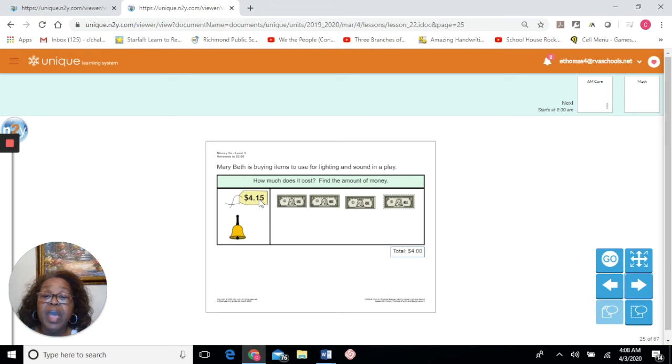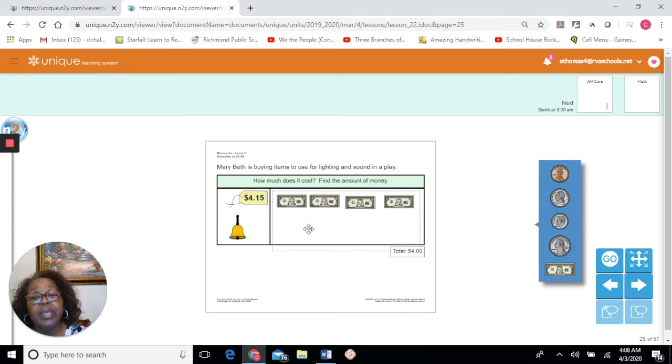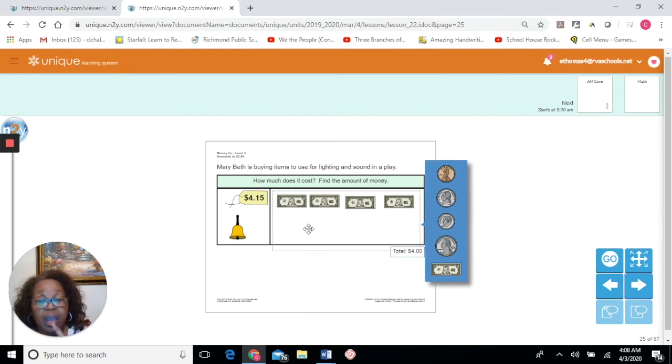We can say we have 15. We have 1 dime in the tens place and 5 ones in the ones place. My language has changed a little, but this is an easier way to look at the value of our money. 1 dime in the tens place, and 5 ones in the ones place. Let's see if we can create that value. This time we're just looking for the cents.